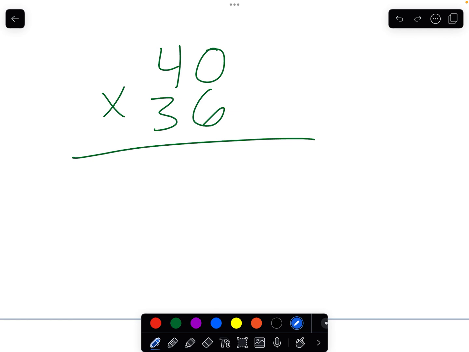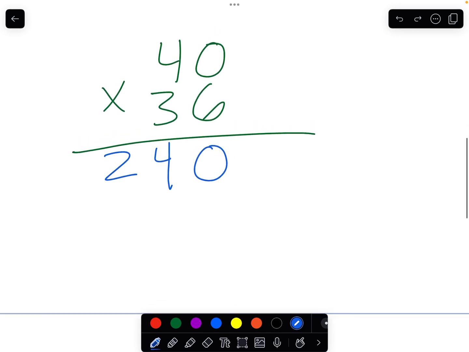So we've got 40 times 36. Remember, what number do we start with? We always start with the number in the ones digit in the bottom row. So we're going to do 6 times 0, which is 0. Then we're going to do 6 times 4, which is 24. And remember, we write 24 out because there's nothing in the digits before the 4.